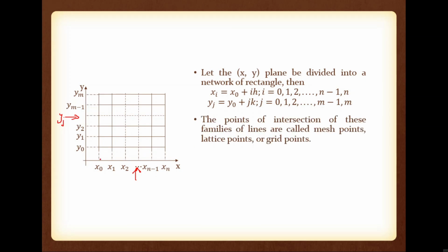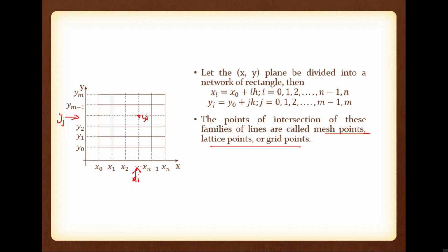Okay. So we can label these intersecting points of the x lines and y lines, or vertical and horizontal lines, as the mesh points, lattice points or grid points. These points are known as the mesh points, lattice points or grid points. So for example, this is xi and this is yj, meaning this is the ith point of x and this is the jth point of y. So the corresponding mesh point or grid point is i comma j.